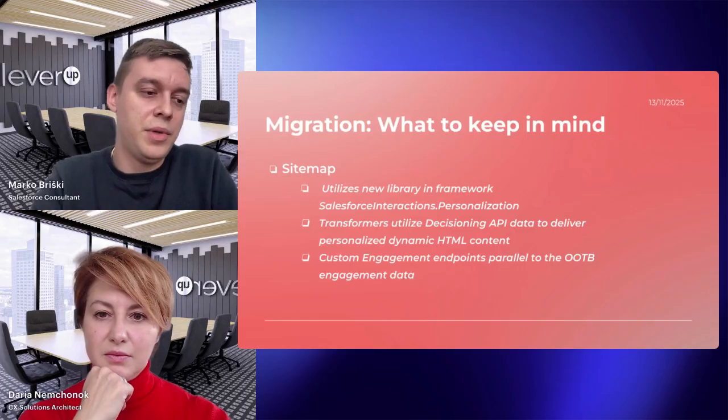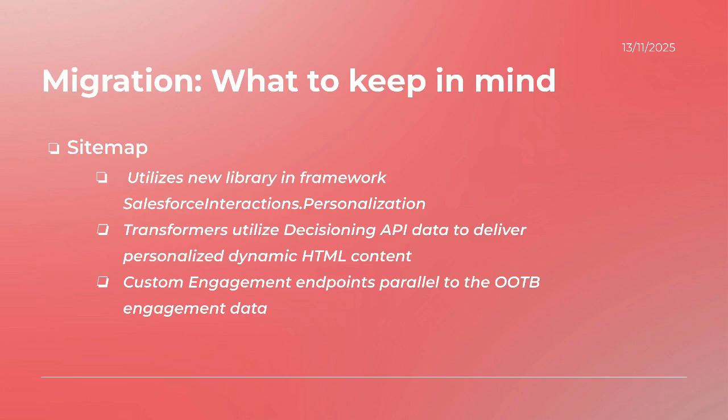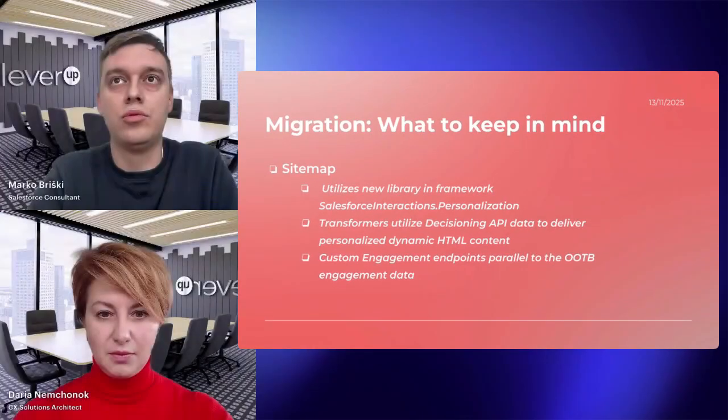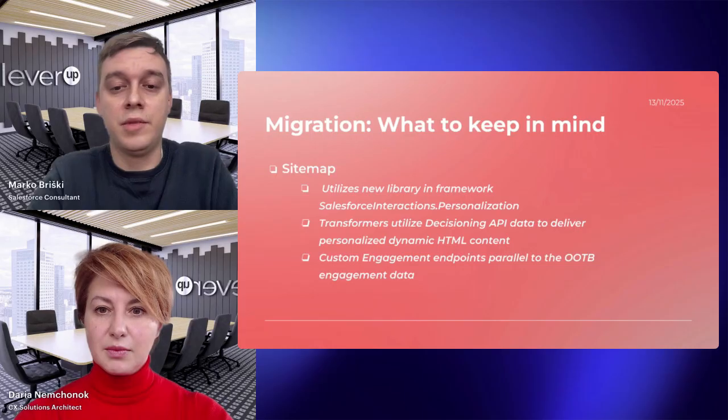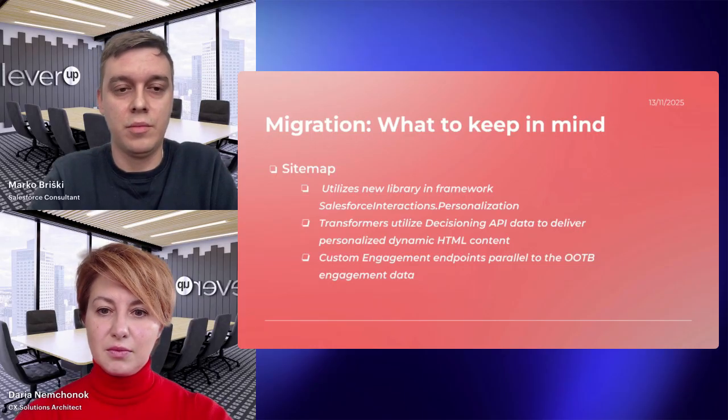And the decisioning API is just the backend. It's a backend inside the SDK that decides what to show, what we can show to that customer. Alongside that, the sitemap has the ability to push the data to the custom engagement endpoints that need to be defined in the event schema that we talked about before.